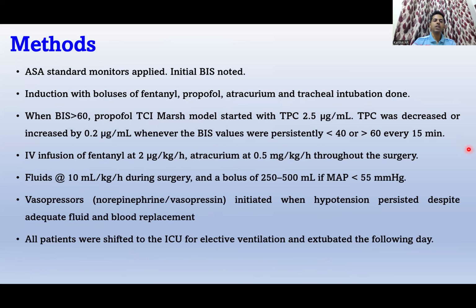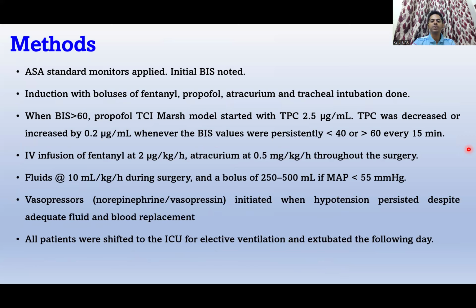Methodology. ASA standard monitors were applied. Initial BIS value was noted. Induction was done with boluses of fentanyl, propofol, and atracurium, and tracheal intubation was done. When the BIS value was more than 60, propofol TCI Marsh model was started with a target propofol concentration in the plasma of 2.5 microgram per ml.